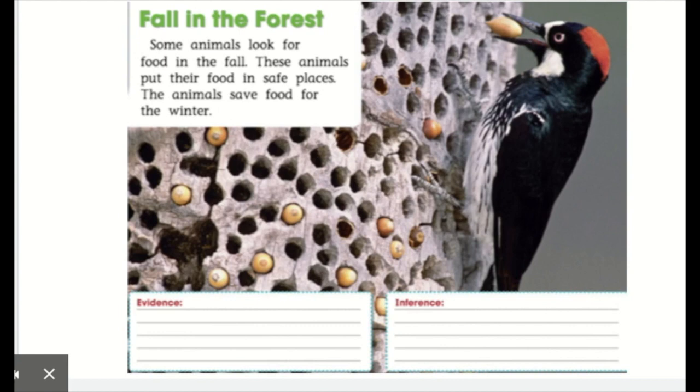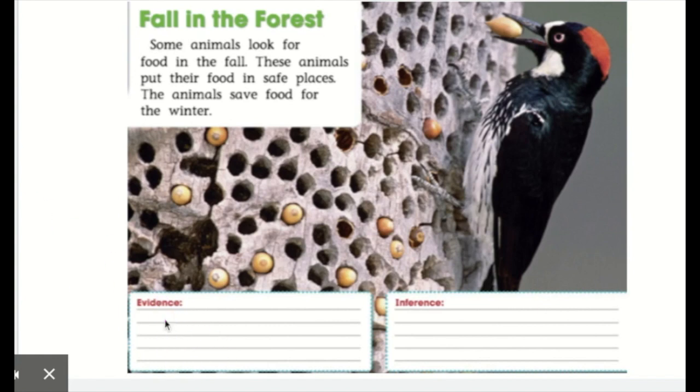I'll read it one more time. Remember, be thinking about the words that I'm reading. Be looking at the picture that you see. And be thinking in your brain about any clues you may have to make a guess about what's happening. Some animals look for food in the fall. These animals put their food in safe places. The animals save food for the winter.